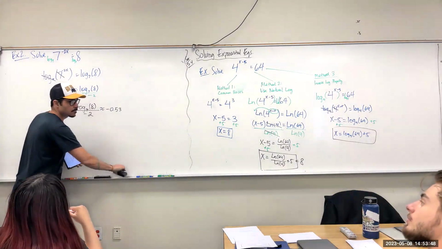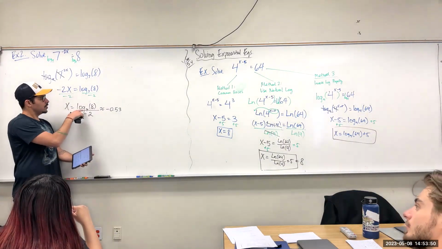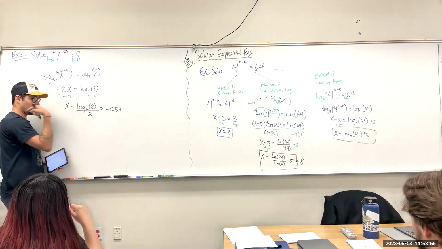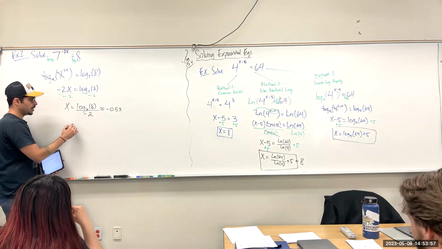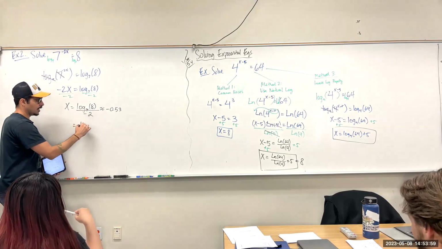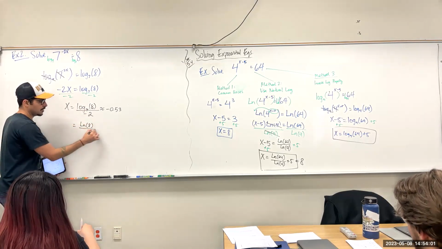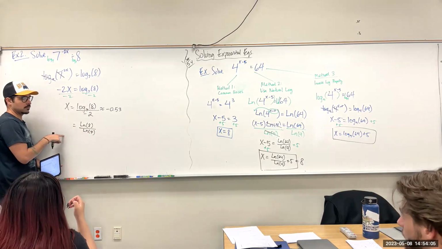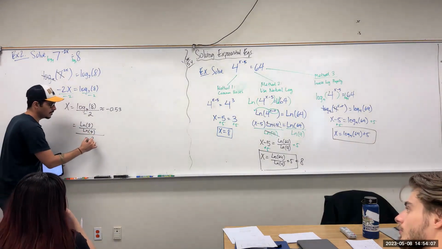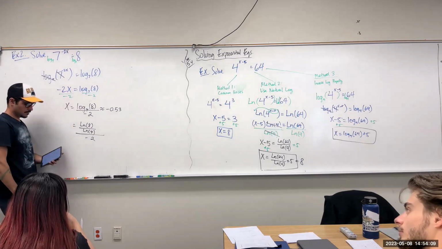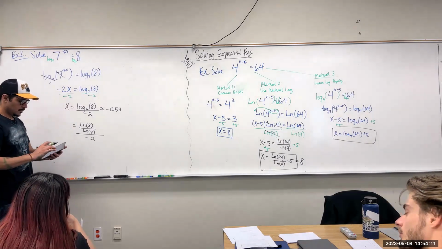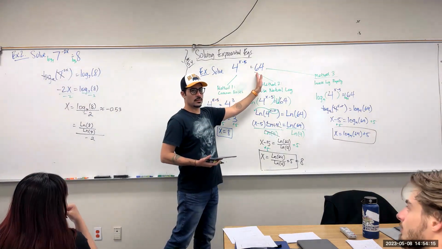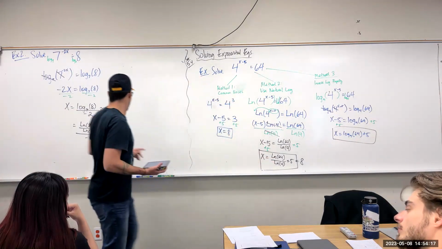Wait, how would you check it in my calculator? You would do the change of base that we learned last week. So this would become ln of 8 divided by ln of 7, and then that answer divided by negative. If you solve this with this method, the natural log, this is the answer that you get.